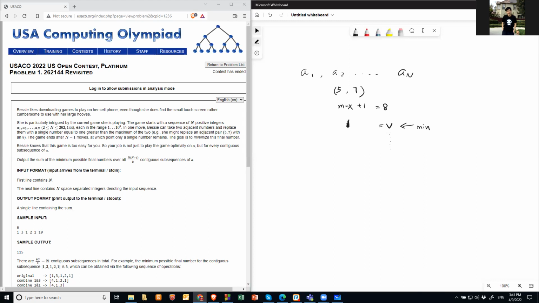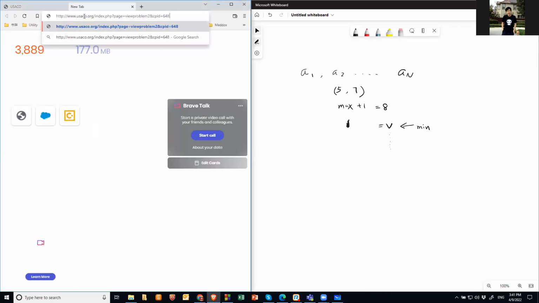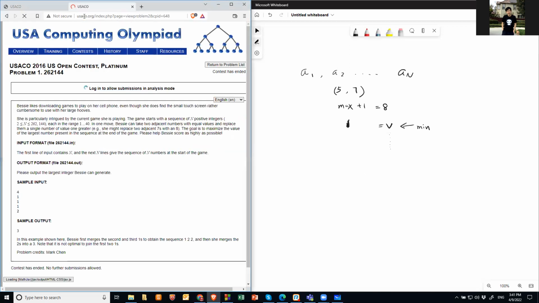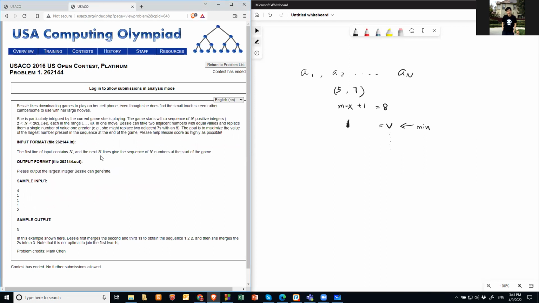This question is actually very similar to the question that we had in 2016. That's why it's called revisited. If you look at the problem in 2016, the problem was that if you have two numbers that are the same, you can combine them together and make a number higher. For example, you have 1, 1, 1, 2. If you combine 1 and 1, they become 2.